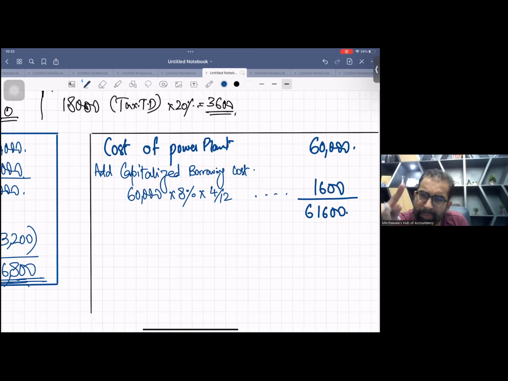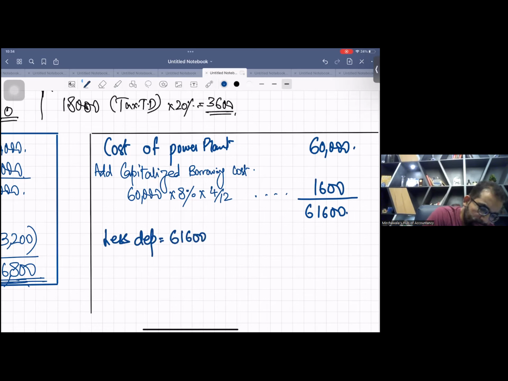I'm directly doing the correct working now. Less depreciation. This is the correct cost, 61,600. The life is 10 years, so divide by 10 years. And how many months of depreciation do you want to book? 4 months, not 3 months. So 61,600 divided by 10 times 4 upon 12.